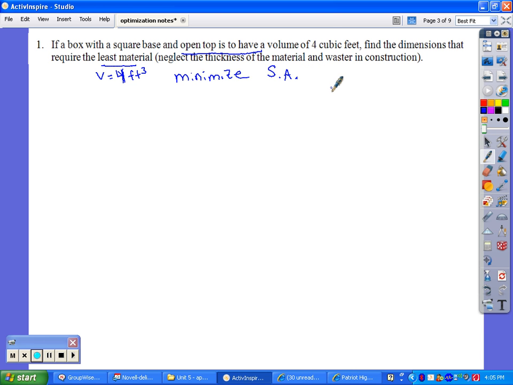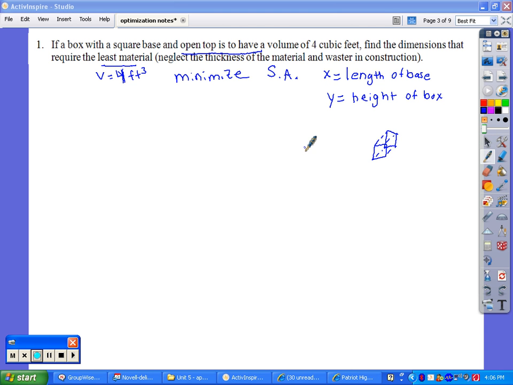So if we say x is equal to the length of the base, and y is equal to the height of the box. Okay, so here's my box. Sorry about the drawing. And then if we say the length of the base is x, it's a square base, so both of the sides are x and x. And then the height, this length, would be y. The height is the distance between the two sides of the box. Okay? And there's this side we're going to say is open.